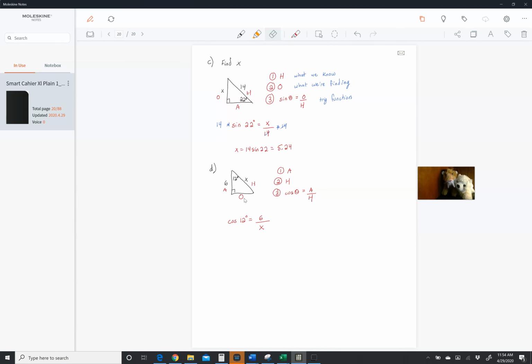Okay, so how do we solve this? Well, we need to get x by itself. Right now it's in a denominator. So it's a 2-step process, which eventually you can skip this step right here. We're going to multiply both sides by x. That's going to get it out of the denominator. Whenever you do your algebra, when you have an x in the denominator, get it out of the denominator first. Now we have x times the cosine of 12 is equal to 6. So now we want to get x by itself, so you divide both sides by the cosine of 12.